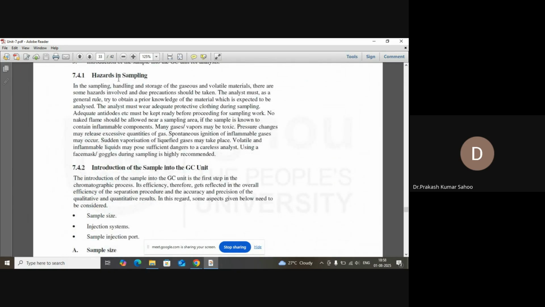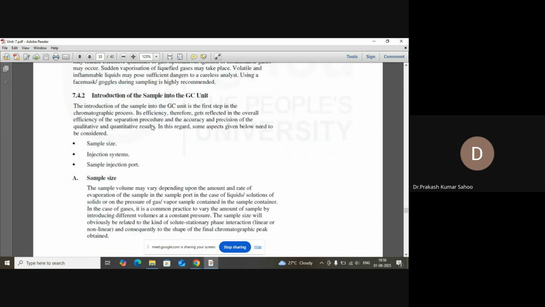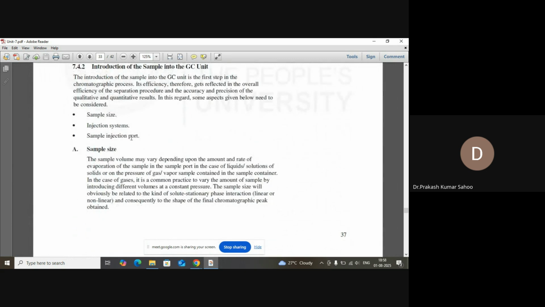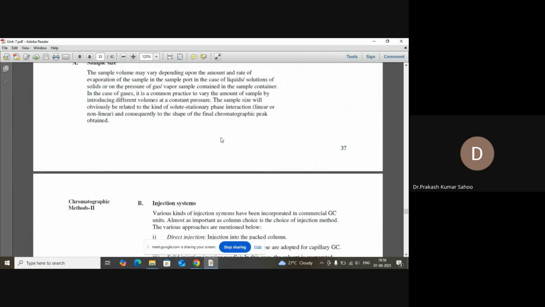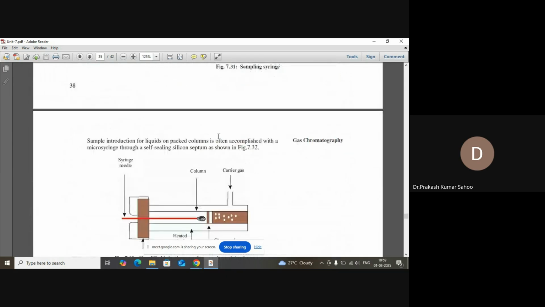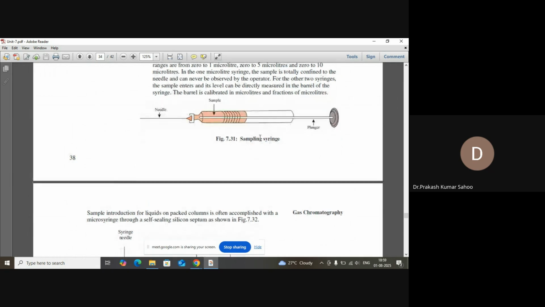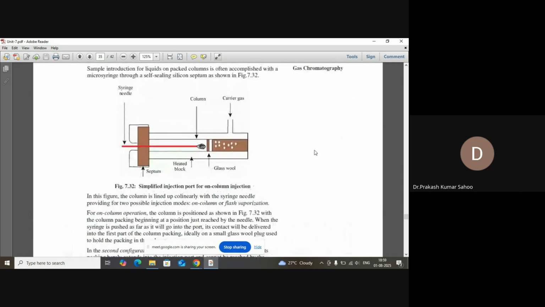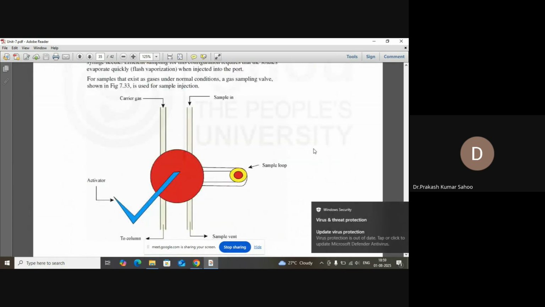So sampling and introduction of the sample into the chamber: there should not be any hazard in sampling. Introduction of the sample to this chamber, sample size, injection system, sample injection port. These are very important factors. Then we have the syringe, which is used to inject the sample inside the injection chamber. Then we have the carrier gas.